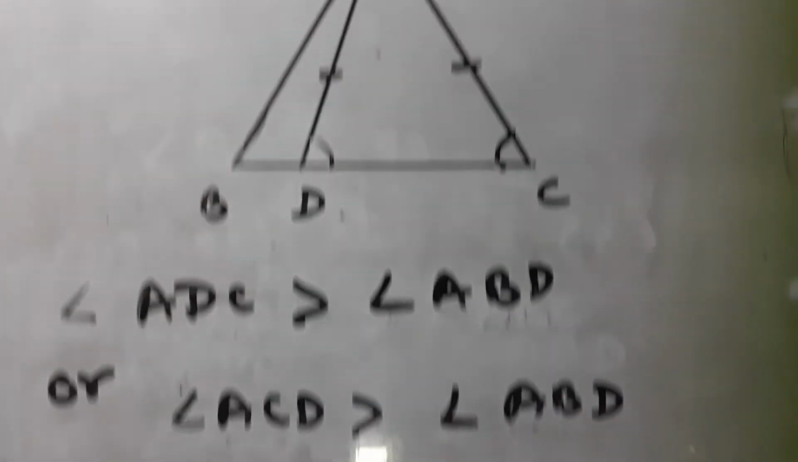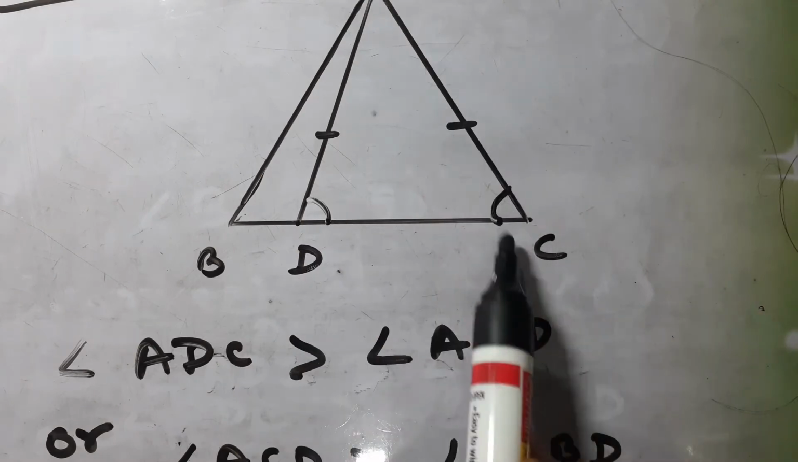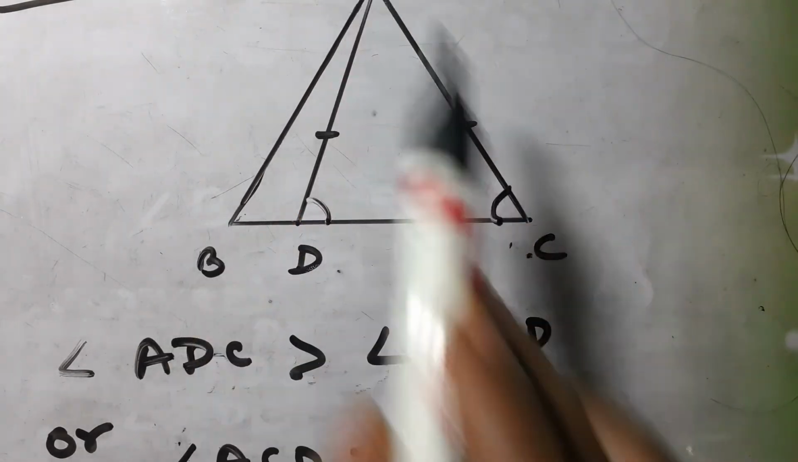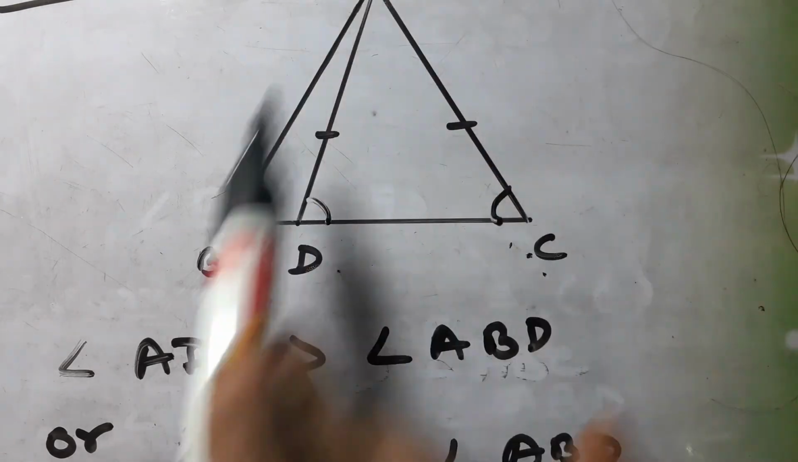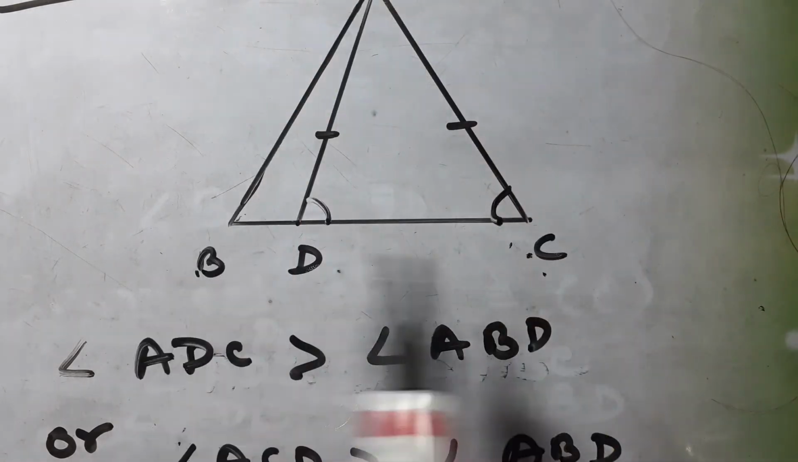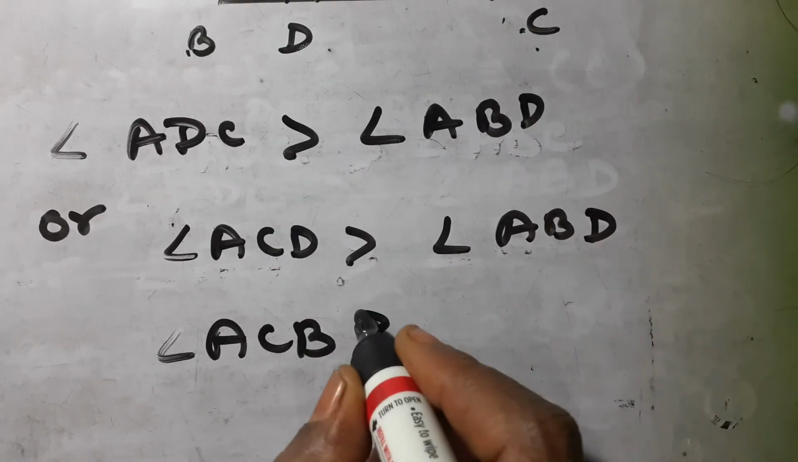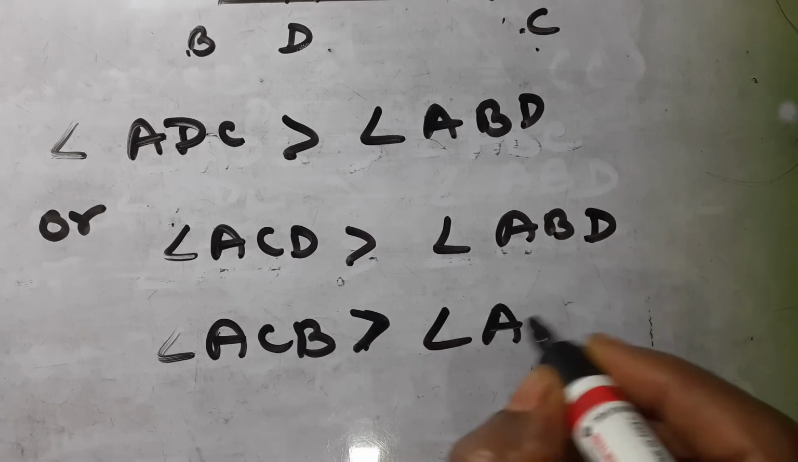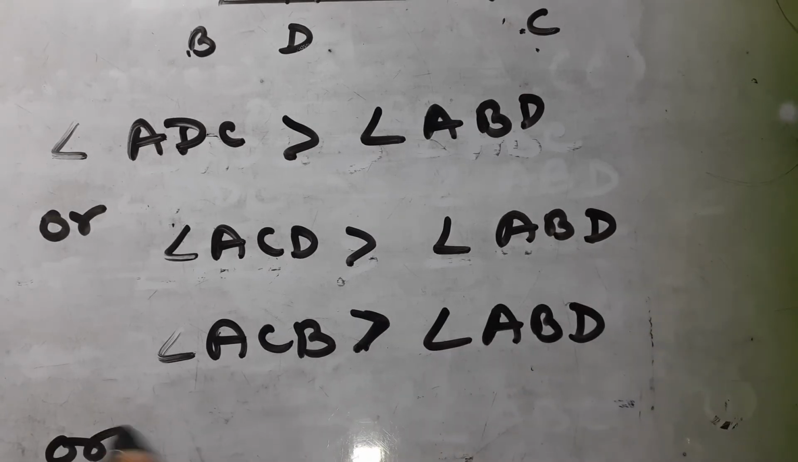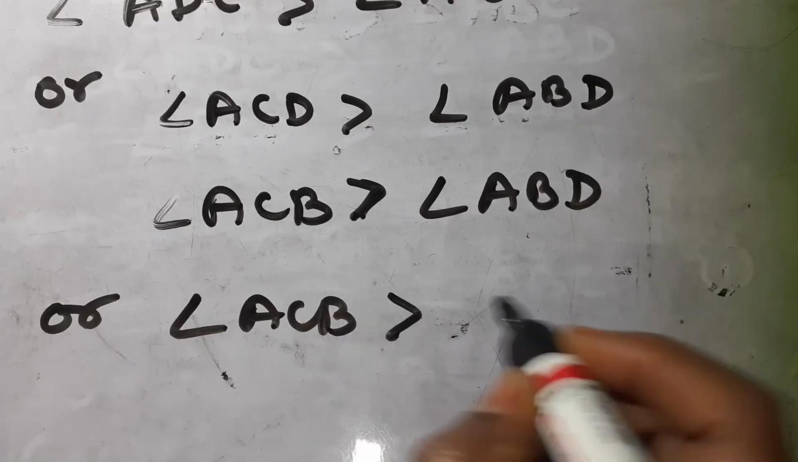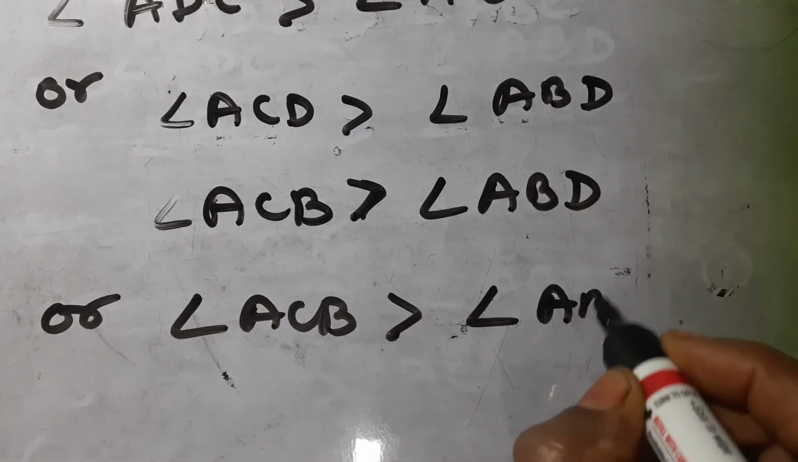or in place of ACD we can write ACB, or in place of ABD we will write ABC. Angle ACB is greater than angle ABD, or angle ACB is greater than angle ABC.